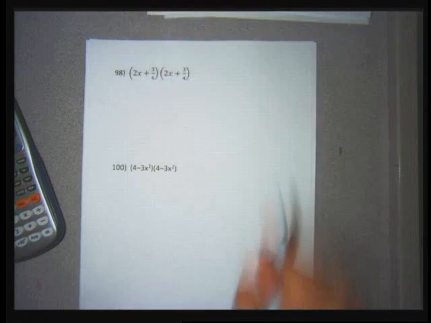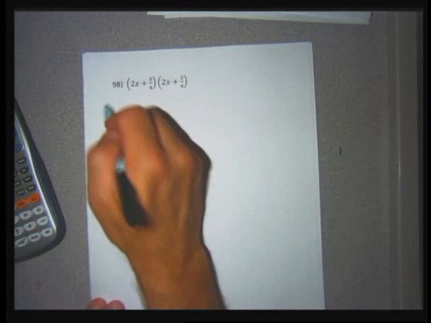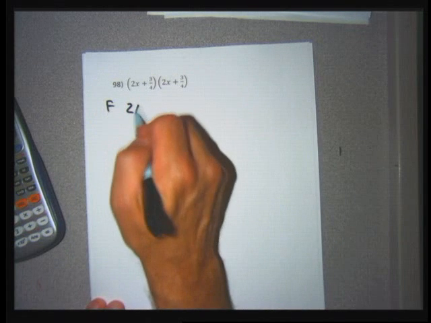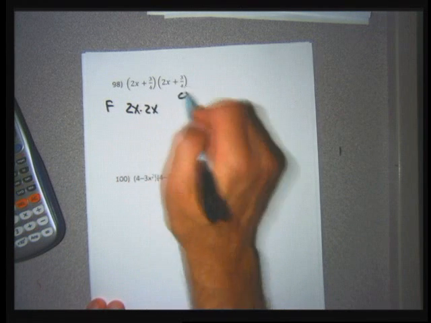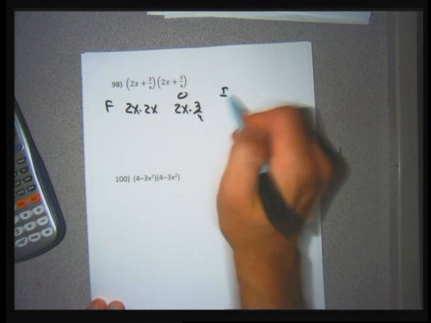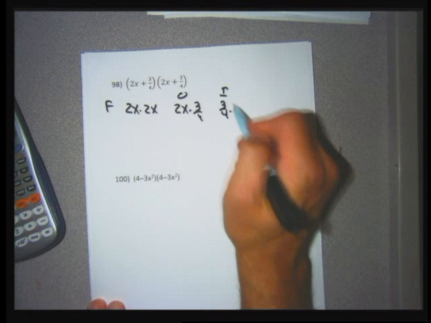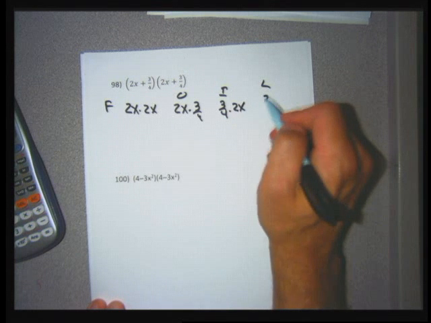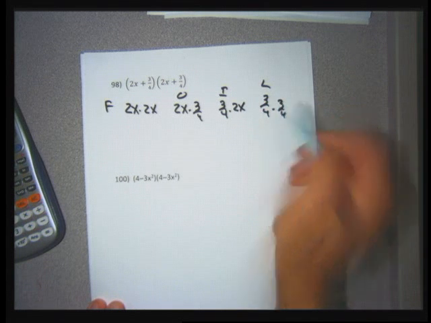More fractions. They actually cancel. Firsts, 2x times 2x. Outers, 2x times 3/4. Inners, 3/4 times 2x. Lasts, 3/4 times 3/4.